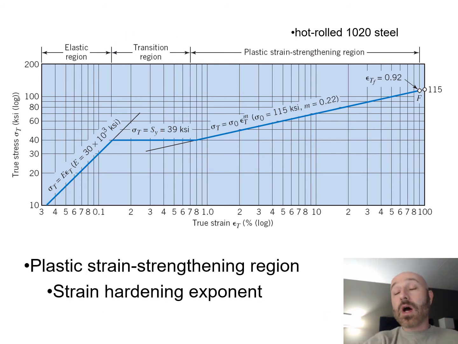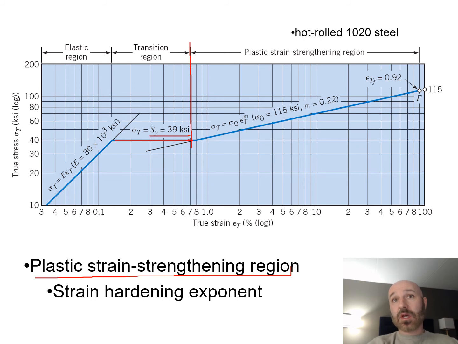So now we move on to the last region, our plastic strain strengthening region. This is where our transition region ends, where again we had our sigma sub T equal to our S sub Y, 39 KSI, constant throughout that whole transition region. Now we see it increasing, where our sigma T follows the relationship from the strength hardening exponent, our M value.